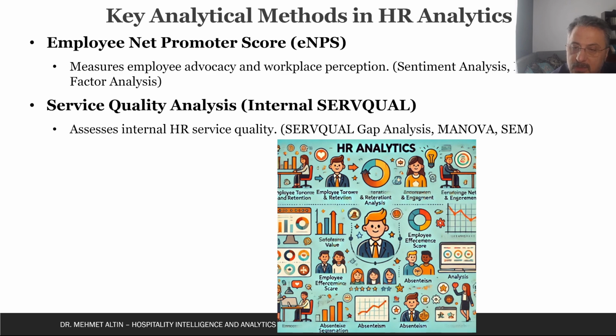Overall, HR analytics transforms workforce management from a reactive process to a proactive strategy. These are some of the examples and some of the methods we gave.